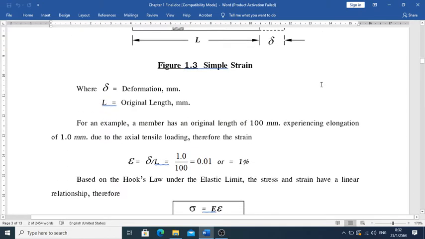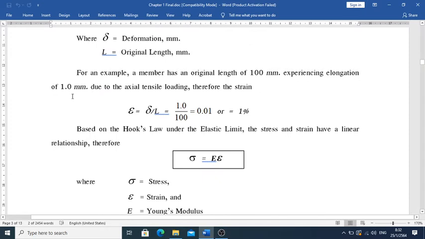For example, we have a member with an original length of 100 millimeter, experiencing an elongation of 1 millimeter. So we have a strain of 1 over 100, which is 0.001. It means nothing to us anyway. So if we present it as 1%, it means a lot. We can express it by percentage.